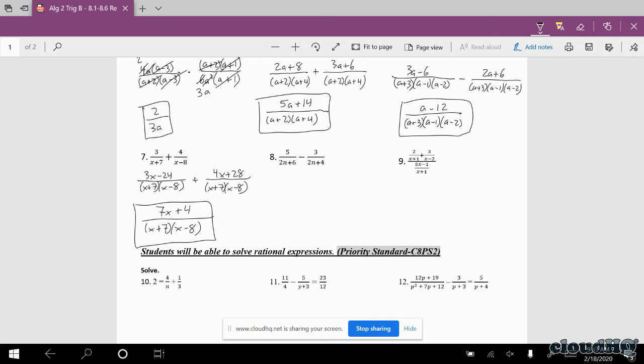Number 8, that first denominator, I can factor a 2 out. Second denominator, I can factor a 2 out. So least common denominator includes a 2, an n plus 3, and an n plus 2.